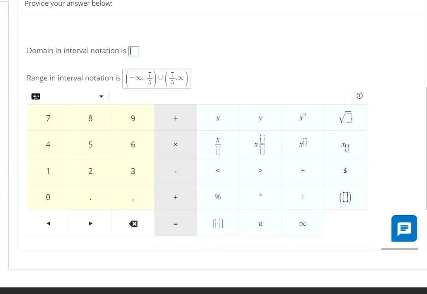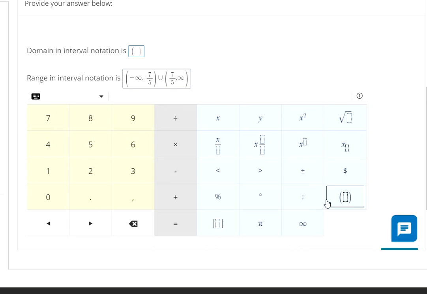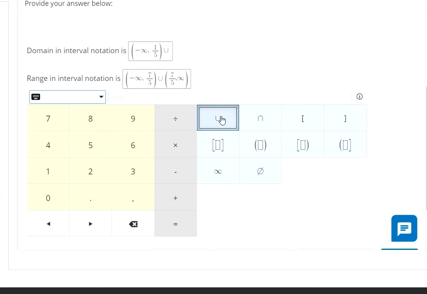I forgot what my domain was. Okay, 1/5 was the excluded value, so negative infinity, 1/5. Don't worry if you get it wrong, right? Because Newton lets you retry things a bunch of times.